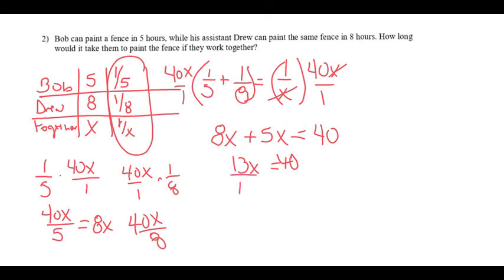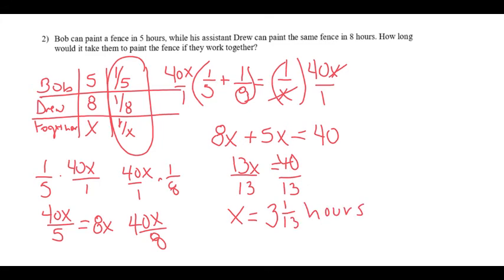Divide both sides by 13. So x equals, let's see, 40 divided by 13. 13 will go in 3 times, which is 39, and there'll be 1 out of 13 left over. So it'll be 3 and 1/13 hours. And again, we can stop there. They didn't ask us to convert it to minutes.